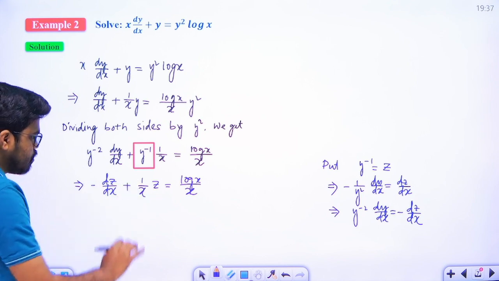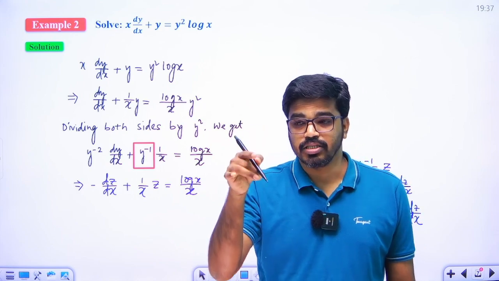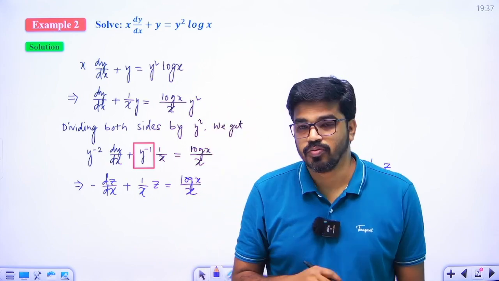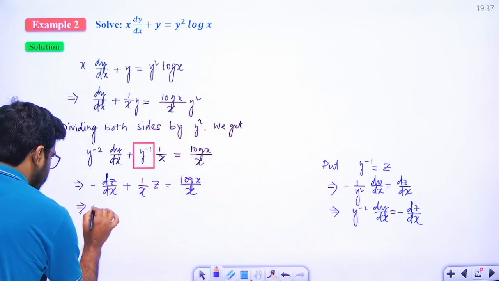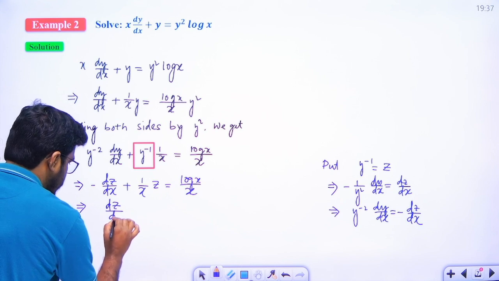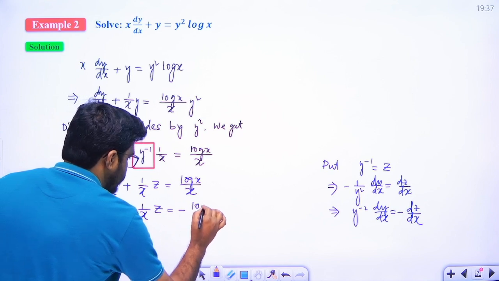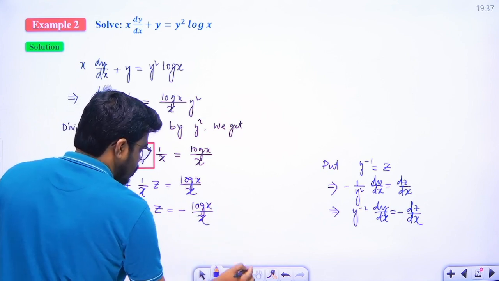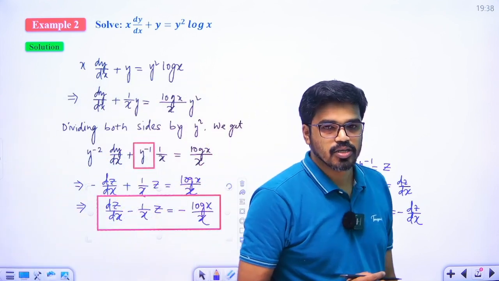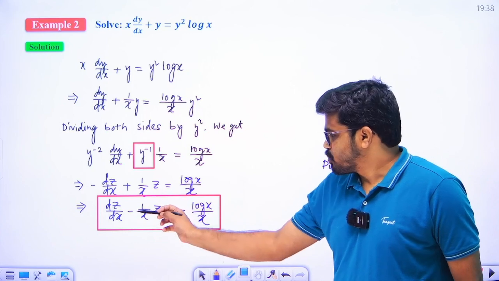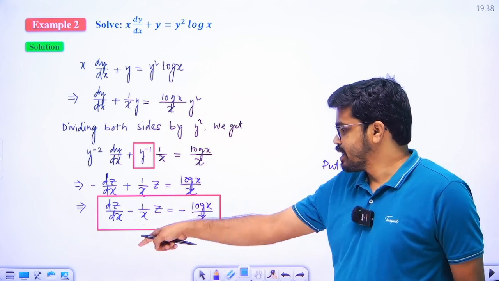Okay? So what is the form of linear equation? That is dy dx plus py is equal to q, right? So multiplying both sides by minus sign, what we get? dz dx minus 1 by x into z is equal to minus log x by x. So this is linear in z, right? So basically this is p, but that is minus 1 by x. dy dx plus py is equal to q.